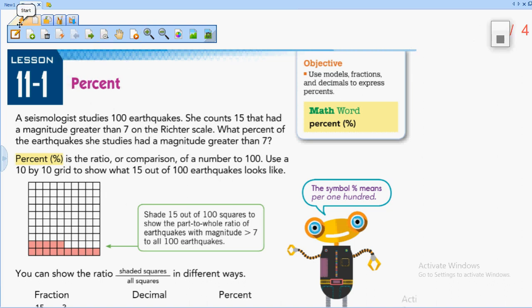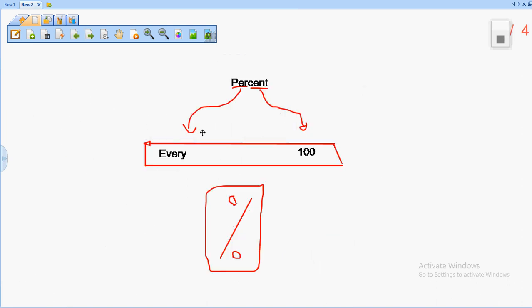Hi, in this video we are going to start learning about percent. As the name suggests, percent. Actually we divide it into two parts. One is per, one is cent. Per means every and cent means 100. So percent actually means every 100.